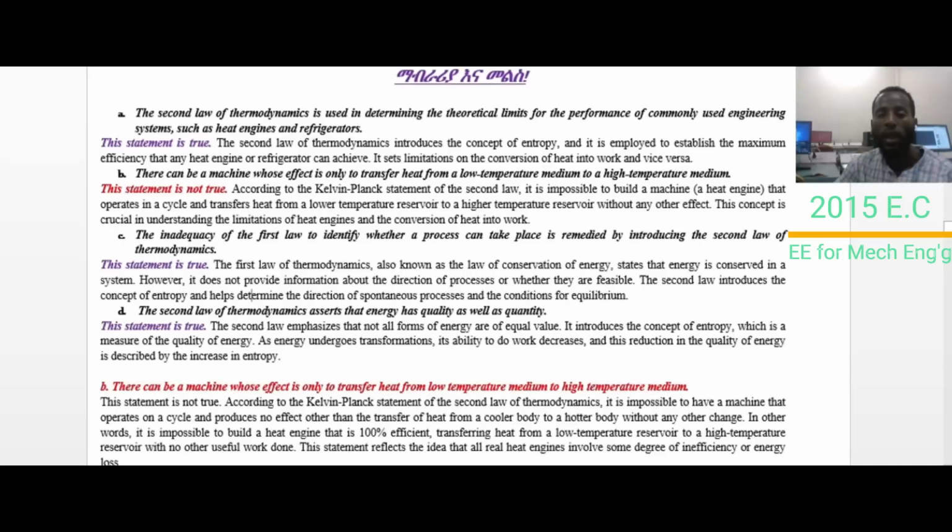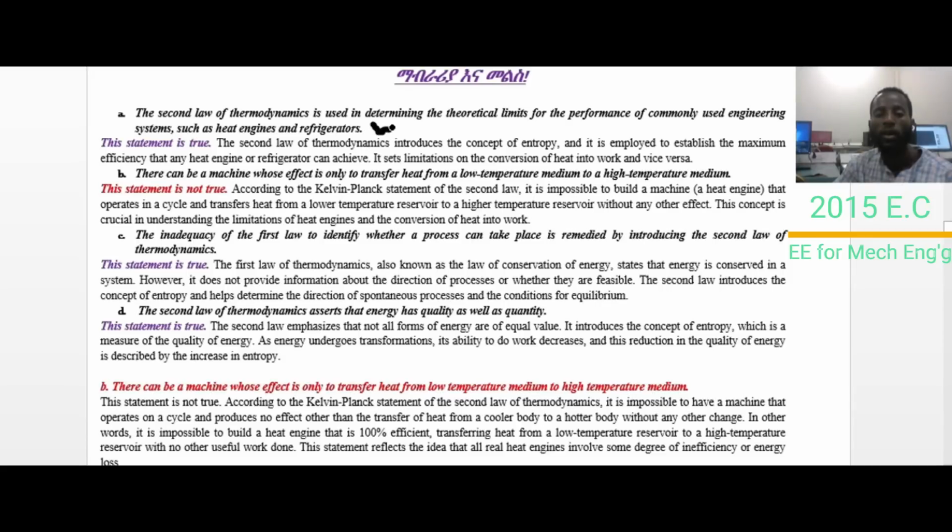So let me describe. In A, the second law of thermodynamics is used in determining the theoretical limit for the performance of commonly used engineering systems such as heat engines and refrigerators. This statement is true, since the second law of thermodynamics introduces the concept of entropy and it is employed to establish the maximum efficiencies that any heat engine or refrigerator can achieve. And B, let's check.